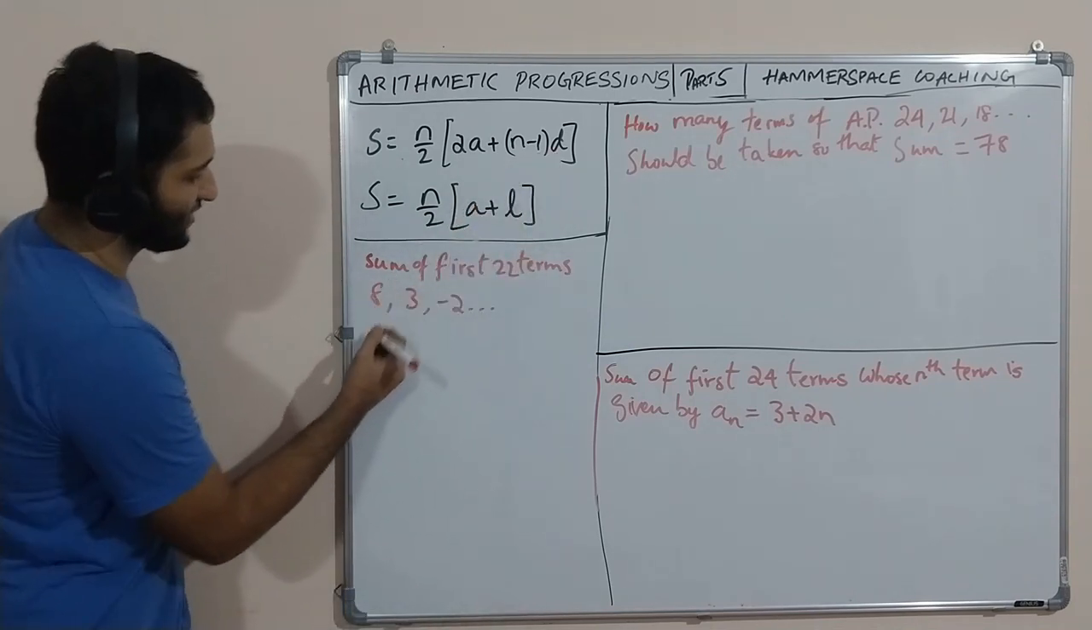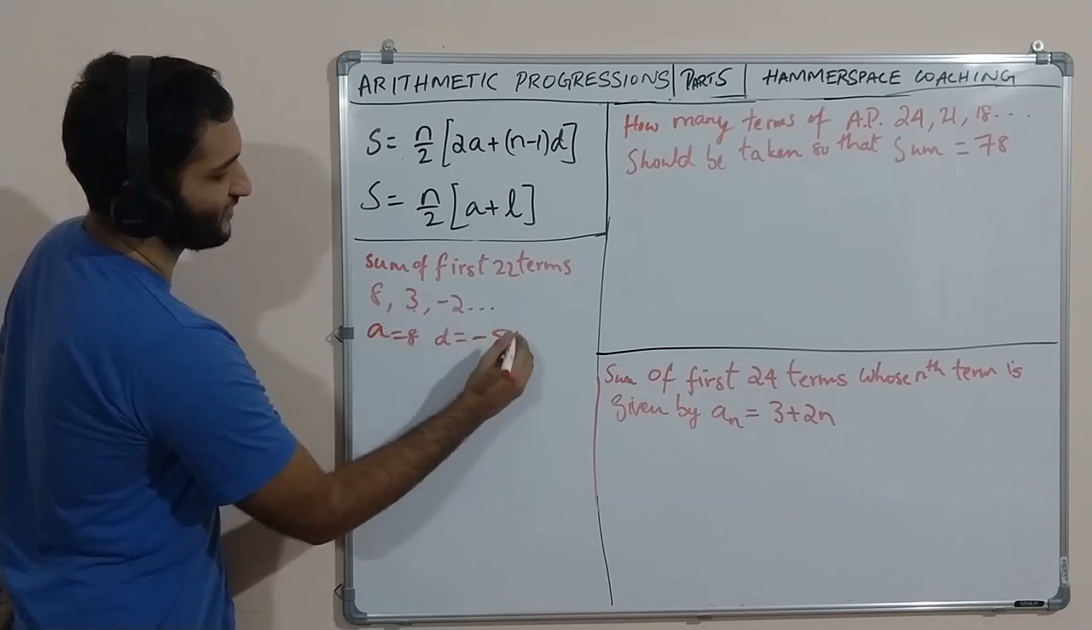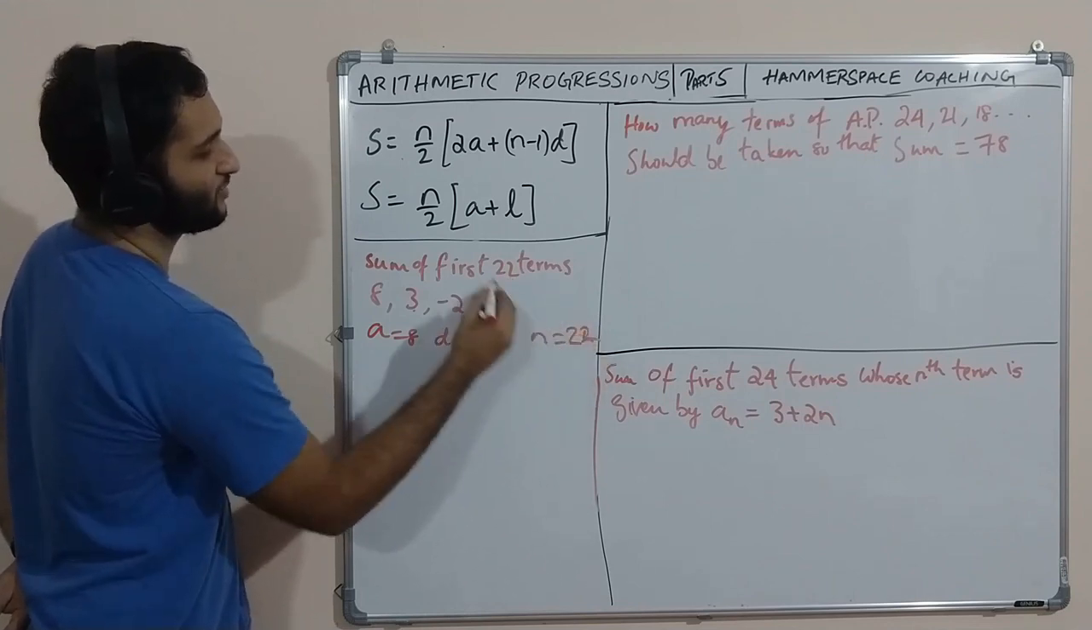So what is a here? A equal to 8. What is d? D equal to 3 minus 8, that is minus 5. And what is n? N equal to 22, because they have asked up to 22 terms.